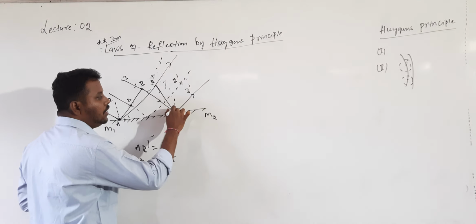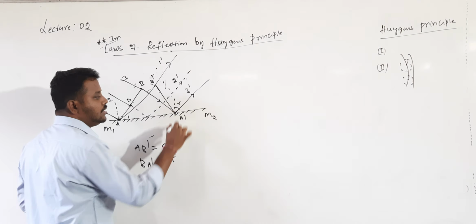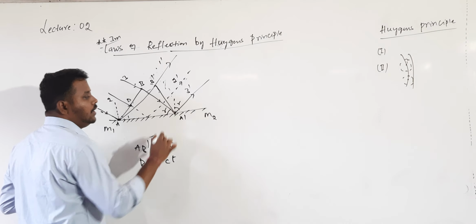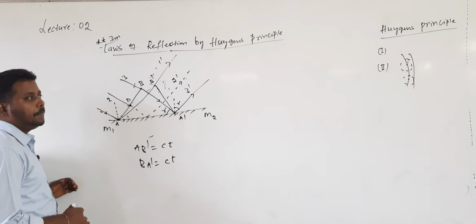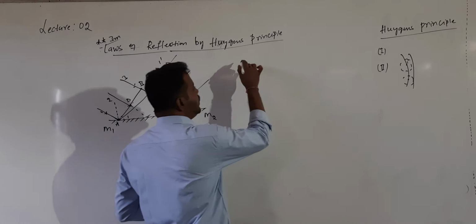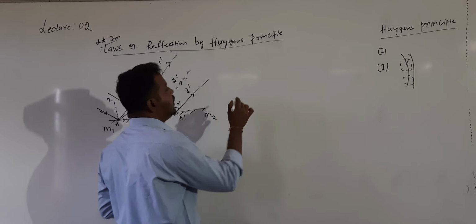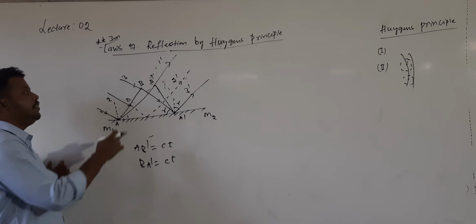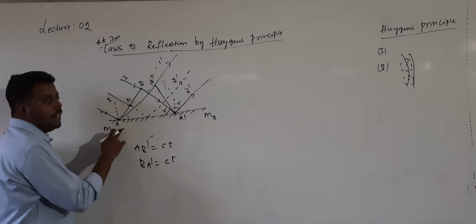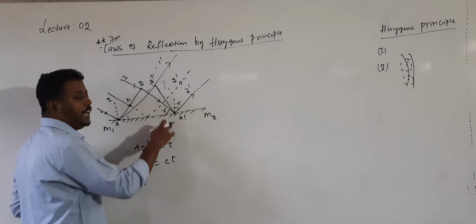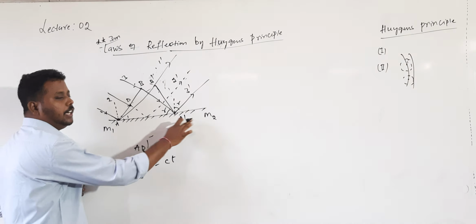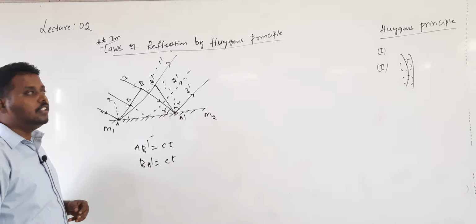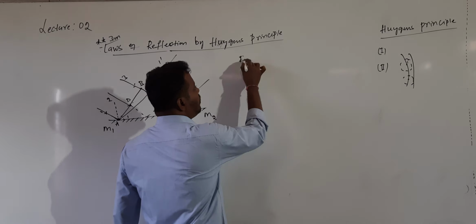Now the third one is the reflected ray. If I draw a normal, the angle made by the reflected ray with the normal is r. When this angle value is equal to r, we can show from the geometry that this one is also equal to r. Now, considering the triangles, from this diagram you can see the incident wavefront is AB, the reflected wavefront is A dash B dash, and the mirror is M1 M2, lying in the same plane.